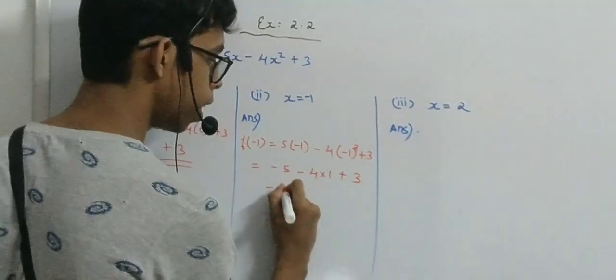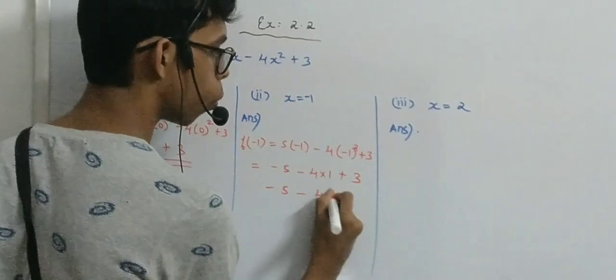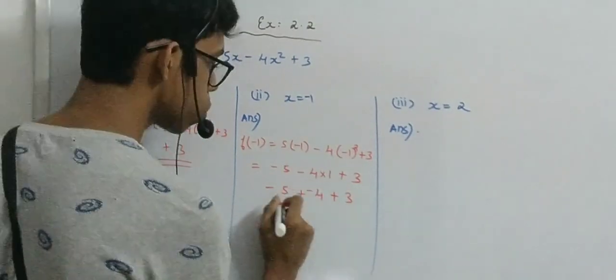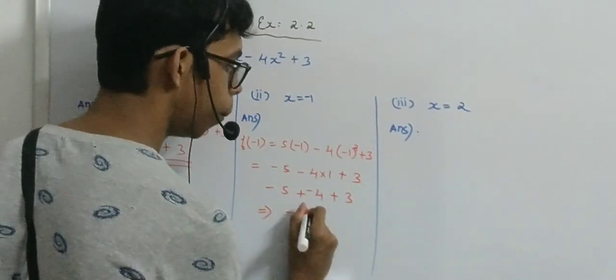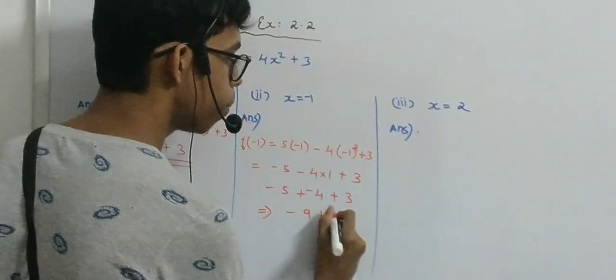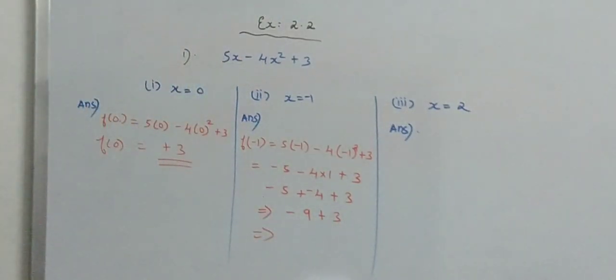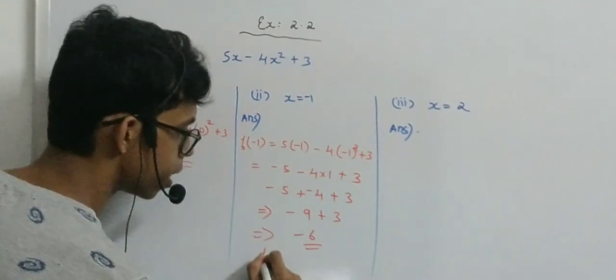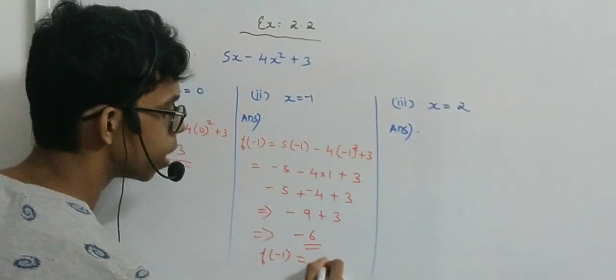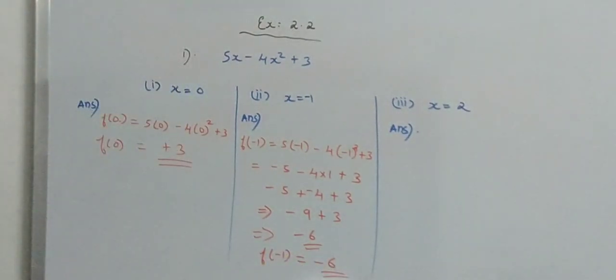Okay, so minus 5 minus 4 plus 3. Here you will be getting minus 9 plus 3. So we know minus 9 plus 3 is minus 6. So you will be getting f of minus 1 is equal to minus 6. Okay, we are just substituting the value. I hope it is clear.